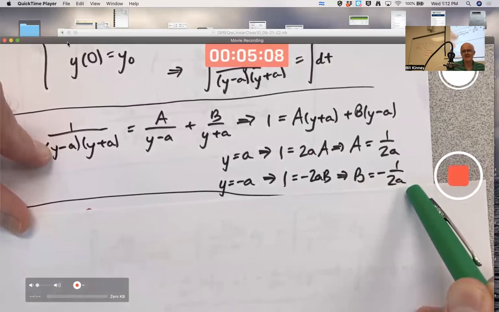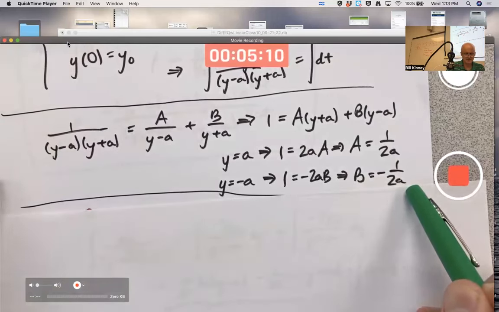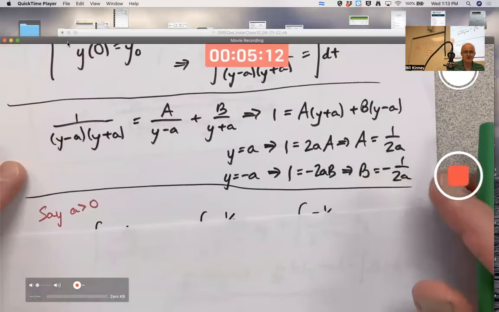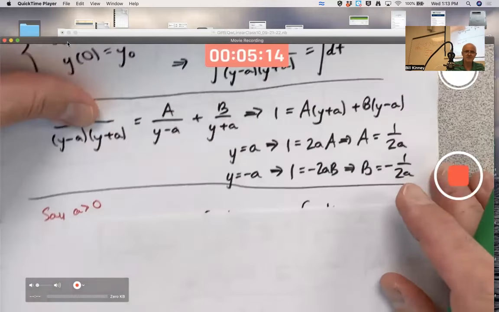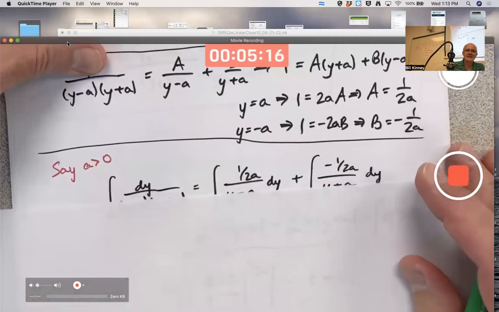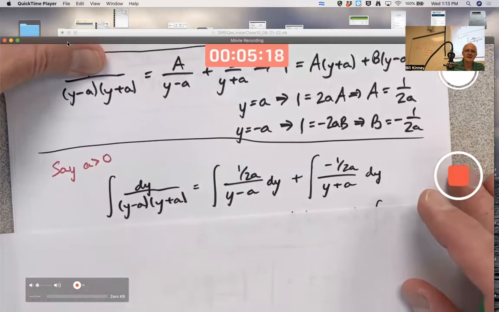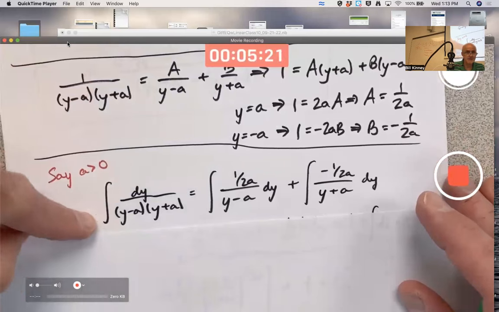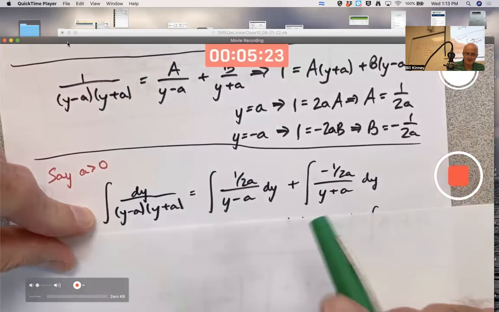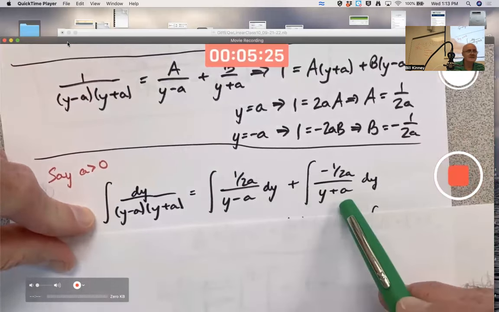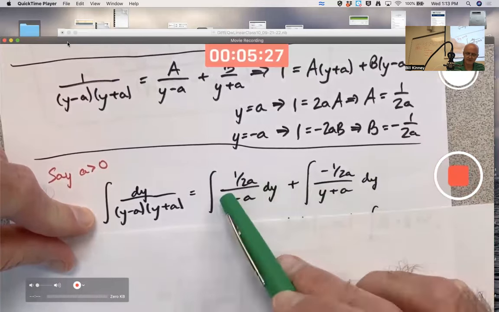Again, the little a could be positive or negative. It's maybe simpler to assume it's positive. So let's say little a is positive, just for simplicity in your mind. To integrate the left-hand side, ultimately, you want to go back to the integral. You need to integrate this plus the integral of that. The constants can be brought out in front.